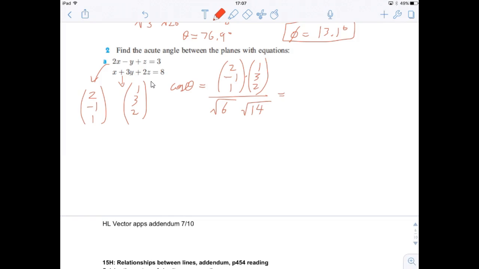So the top would become 2 minus 3 plus 2, and the bottom would be square root of 6 times 14, which is 84. So it would be 1 divided by square root of 84, which is equal to 0.109. Since we're finding the angle between two planes, we don't have to find the complementary angle or anything. We just do the inverse cosine of that, which would be 83.7 degrees. And we're done.